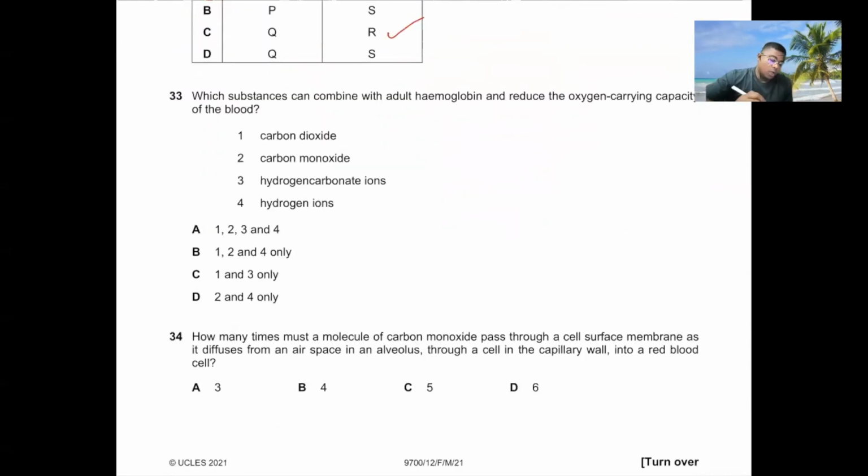32A. Which substances can combine with the adult hemoglobin and reduce the oxygen carrying capacity of the blood? All right, yes, we know that carbon dioxide can bind with hemoglobin and produce carboxyhemoglobin. So definitely oxygen is unloaded after that. So yes, carbon monoxide definitely binds with hemoglobin and decreases oxygen carrying capacity. Hydrogen carbonate ions do not bind with hemoglobin. Hydrogen ions do bind with hemoglobin and cause the hemoglobin to lose oxygen. So option number 4 also is correct. 1, 2, and 4, option B is correct.